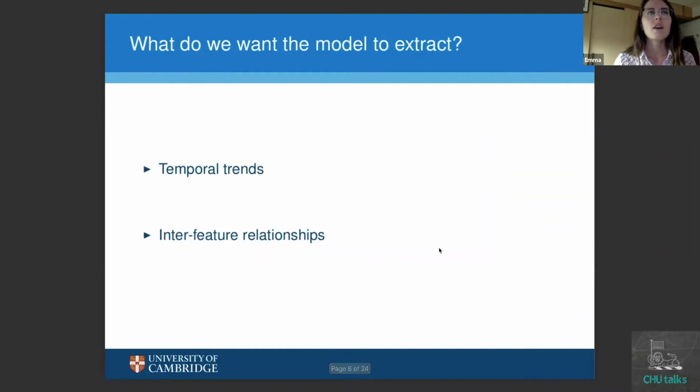Okay. So the model itself, we want it to be able to extract both trends. So we want it to be able to tell how the patient's doing over time and whether that's changing, like is the patient getting better or worse over time. And the other thing we want to know is inter-feature relationships. So I mean things like the relationship between the blood pressure and the heart rate together. Because often when you combine different variables together, you get something that's more meaningful than the original data.